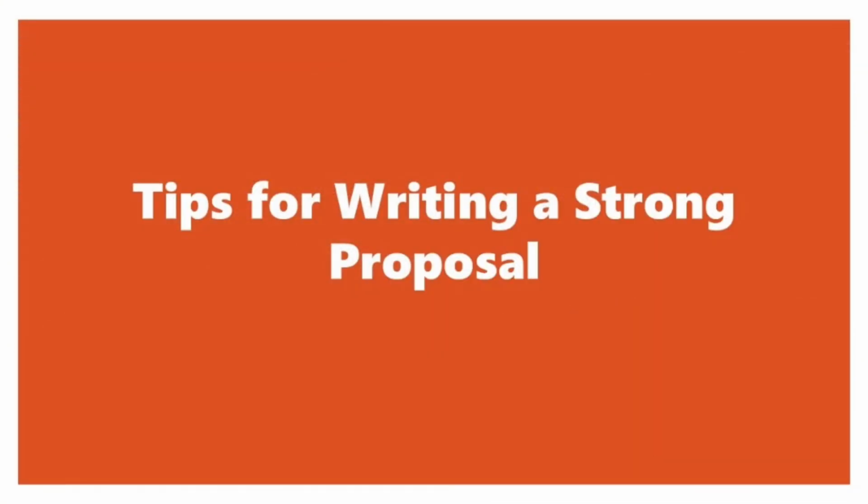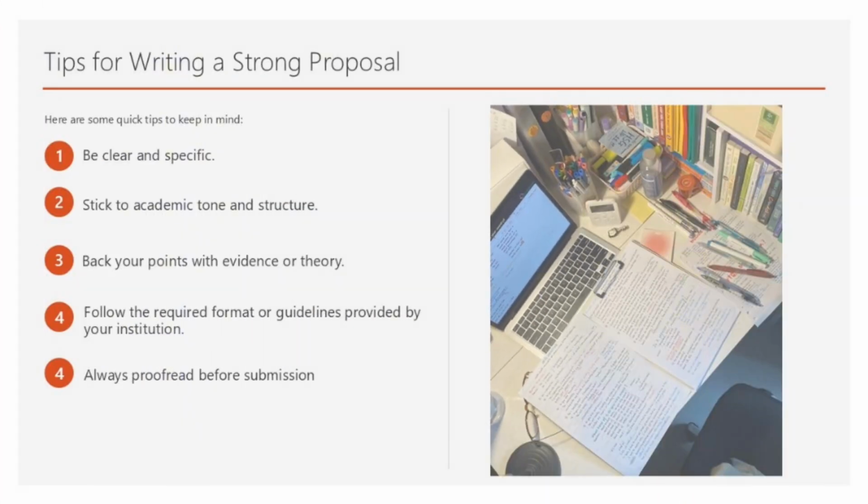Tips for writing a strong proposal. Here are some quick tips to keep in mind. 1. Be clear and specific. 2. Stick to academic tone and structure. 3. Back your points with evidence or theory. 4. Follow the required format or guidelines provided by your institution. 5. And always proofread before submission.